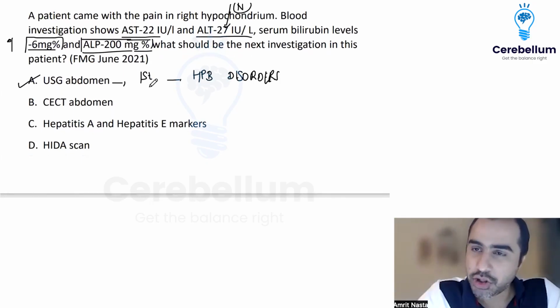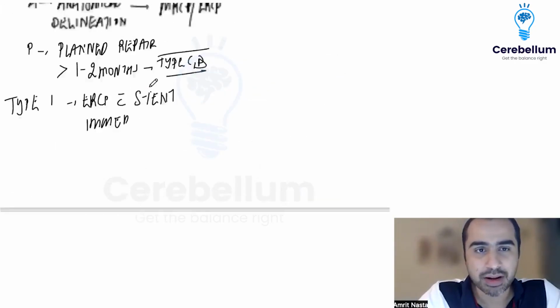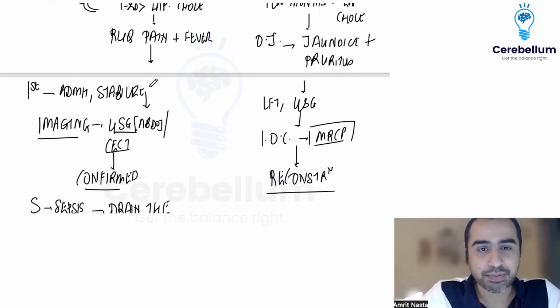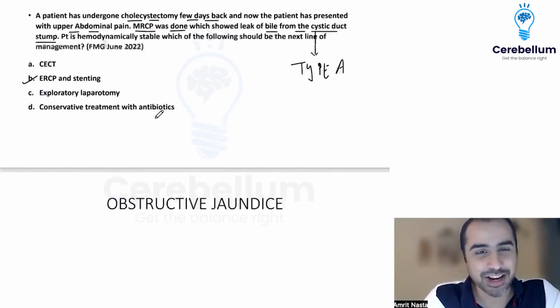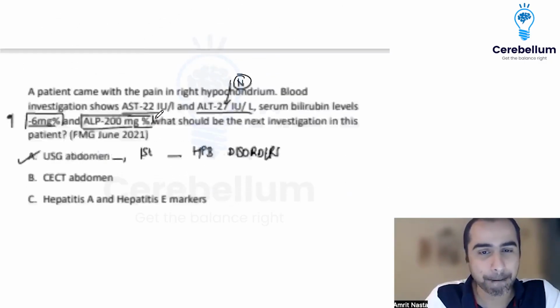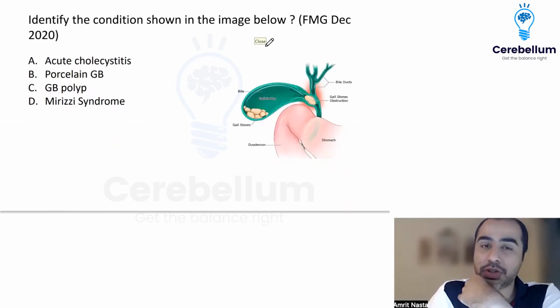No. USG or CECT was in bile duct injury, not anywhere. I had said that in bile duct injury, here. Okay, you said, I didn't say. You misunderstood. Answer this. Investigation of choice has to be CECT, not in hepatobiliary.